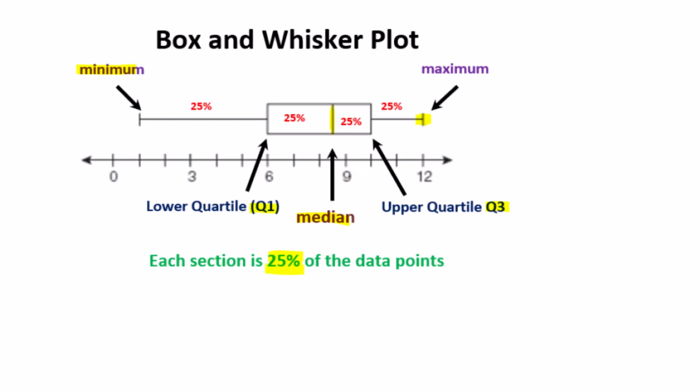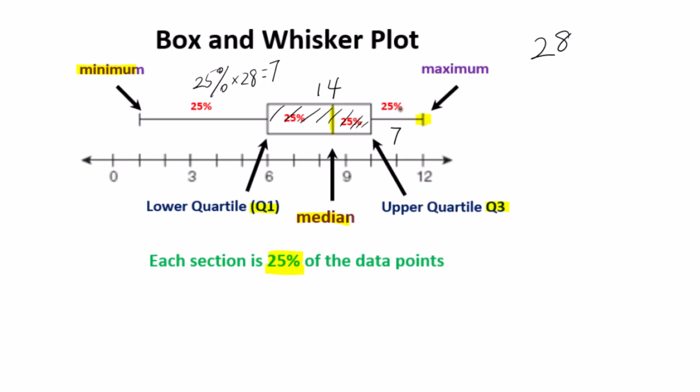If there are 28 data, then from the minimum to the lower quartile will be 25% times 28 equals 7. For this box, we'll cover 50% of data, that is 14 data. From the upper quartile to the maximum value, there are 7 data.